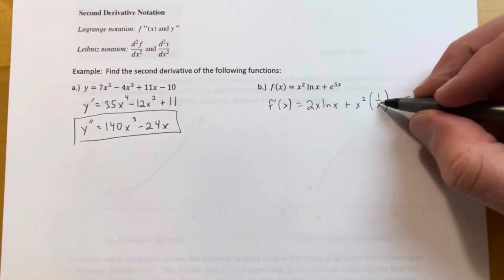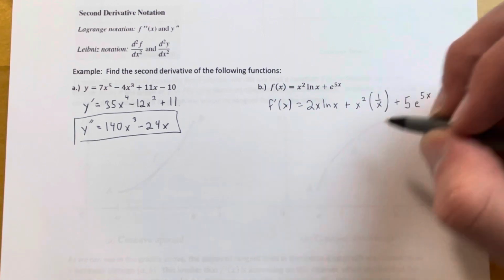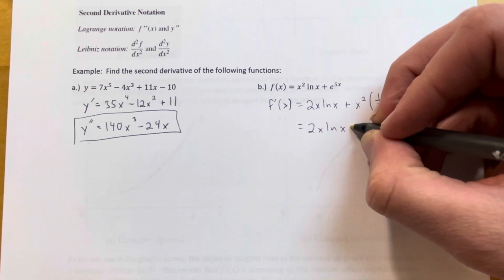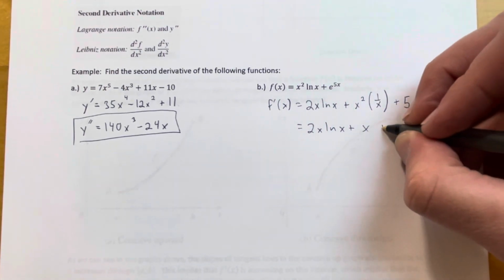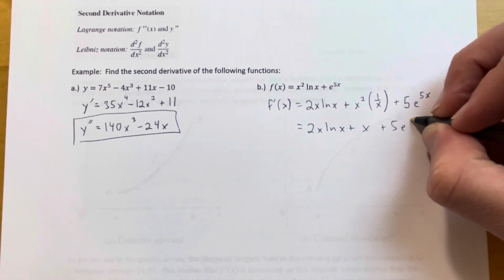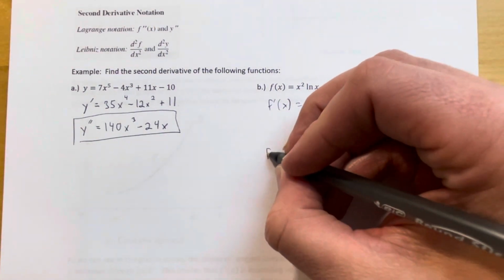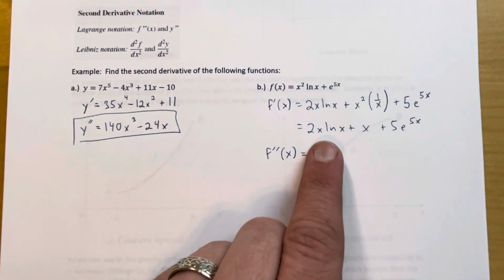We can simplify this a little bit by doing some cancellation here. So I'm going to get 2x natural log of x plus, this would just be x after canceling, plus 5e to the 5x. So that's only the first derivative. I now need to take another derivative for the second derivative. What do we get here?